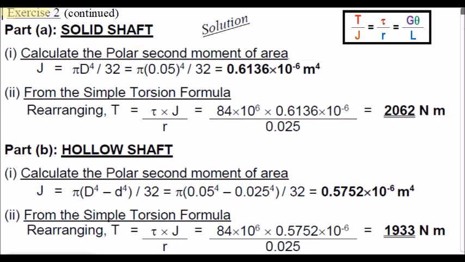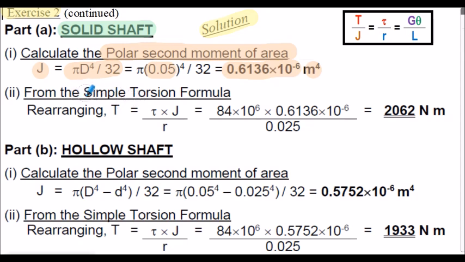Exercise 2, solution continued. So part A, let's consider the solid shaft. Let's first calculate the polar second moment of area for the solid shaft. We know the formula for J for a solid circular section is pi d to the 4 upon 32. Our outside diameter is 0.05 meters. So evaluating J for the solid section shaft is 0.6136 times 10 to the negative 6 meters to the 4.